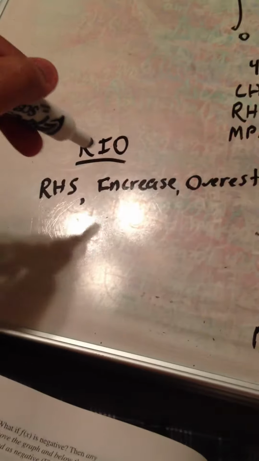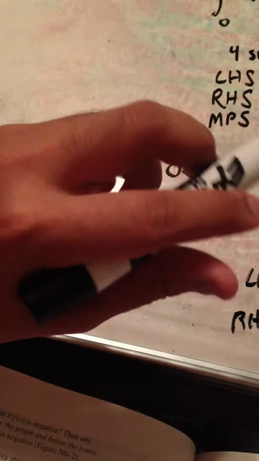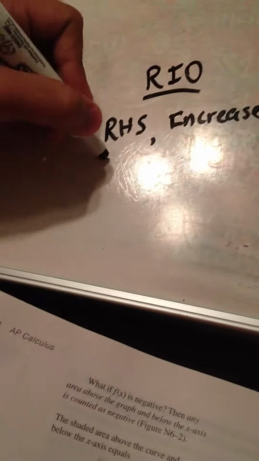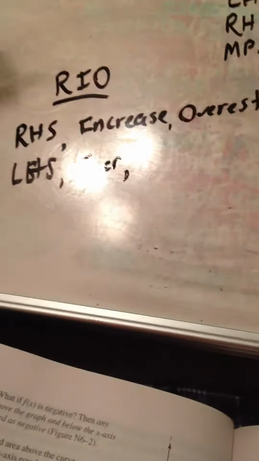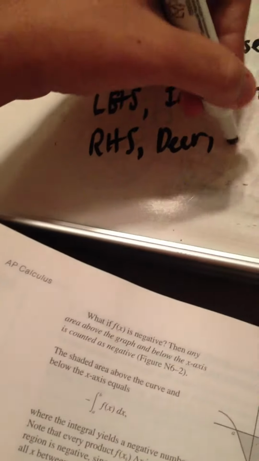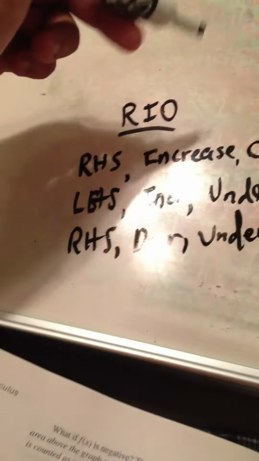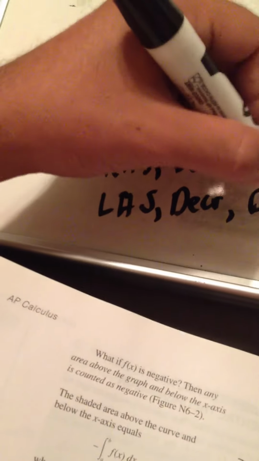But if you just memorize RIO, you could get everything right off the bat. As in, if it's a left-hand sum and it increases, then you automatically know that it underestimates, because one of them is kept constant. Instead of right, it's left, right? And now say it decreases. Say it's a right-hand sum and it decreases, then it underestimates, because increasing is the opposite of decreasing. Therefore, right-hand sum decreasing underestimates. But if it's a left-hand sum and it decreases, then it overestimates.